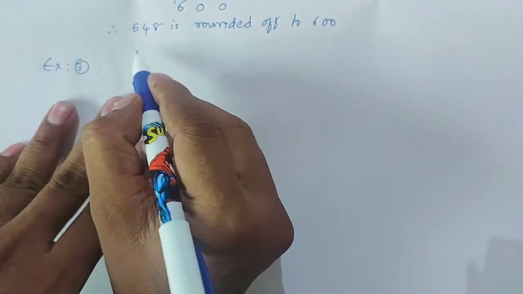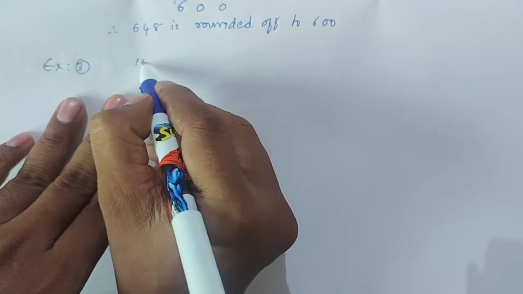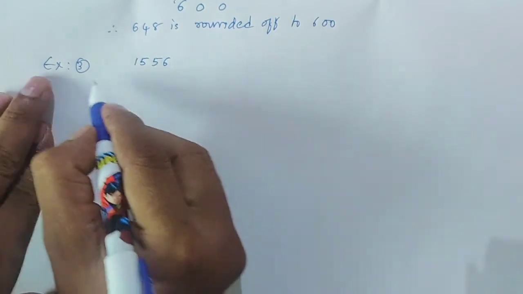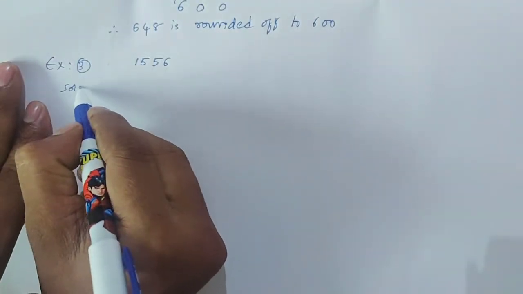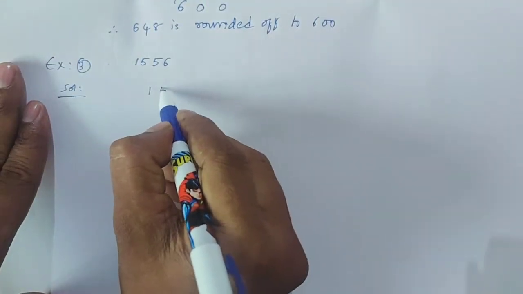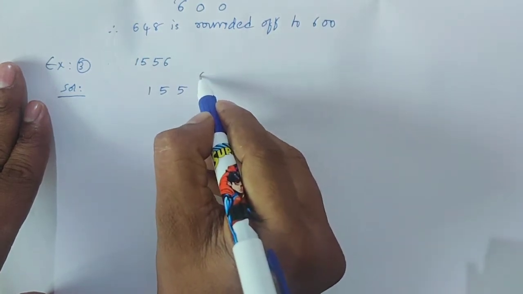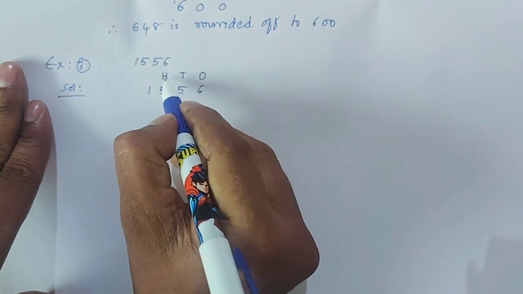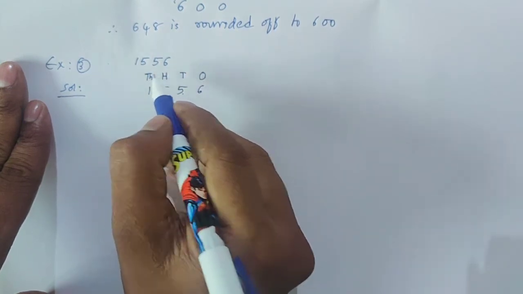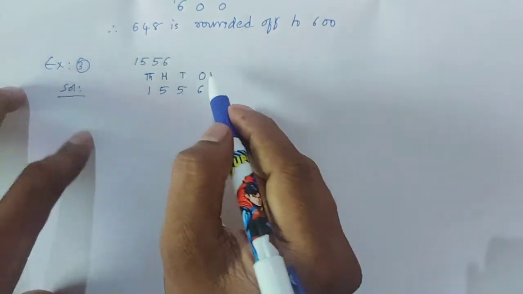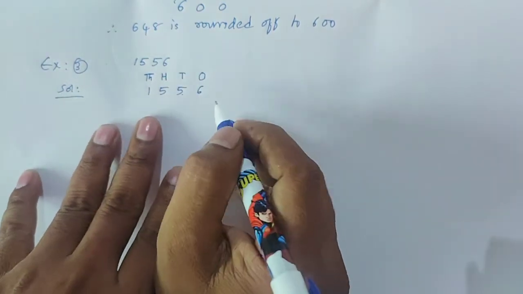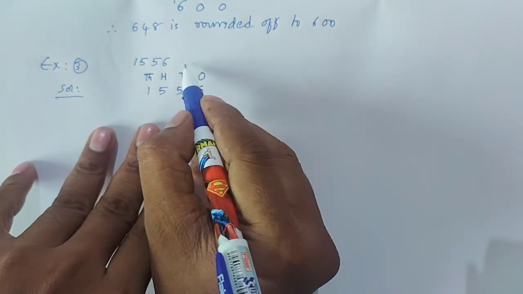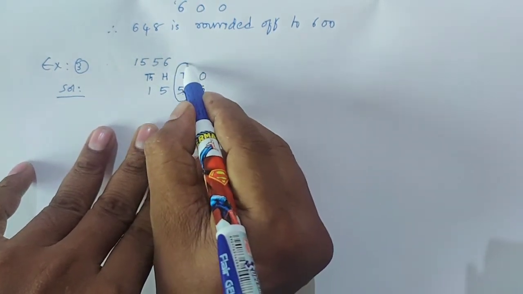Okay, let us take another example, 1556. So first we have to write the number with their positions. 1 5 5 6. 6 is ones place, 5 is in tens place, this second 5 is in hundreds place, and this is in thousands place. So we have to round off to the nearest hundred. Whenever they are asking to round off to nearest hundred, you should check the number in the tens place.